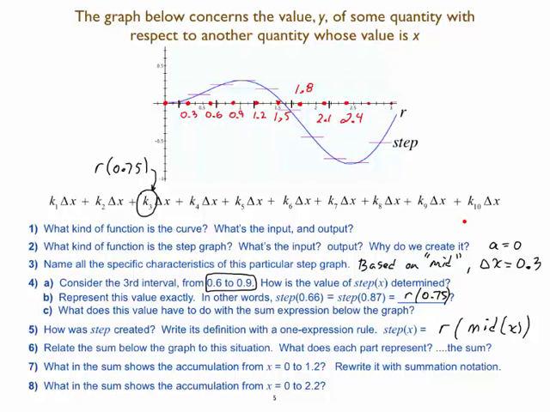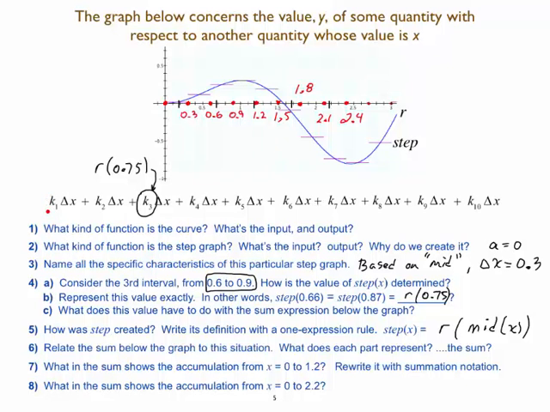Good? Are we good there? Okay. So what part of the sum shows the accumulation starting at x equals 0 up to 1.2? This right here? Does that show what that is? That's the answer to 7? No, all of these together, right?